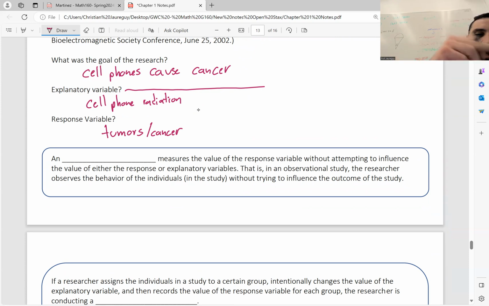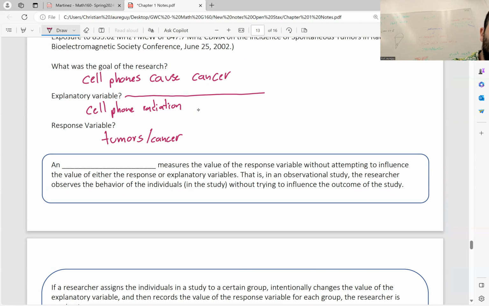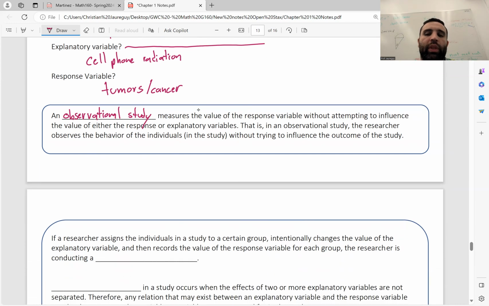The one style, I'm not saying which is which, was an observational study. An observational study measures the value of the response variable without attempting to influence the value of either the response or explanatory variables. So this is the key word, without attempting to influence the value of either. That is an observational study. The researcher just watches without manipulating, without getting ultra involved.